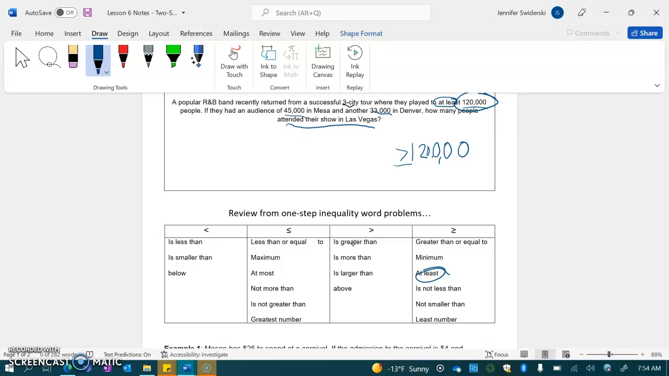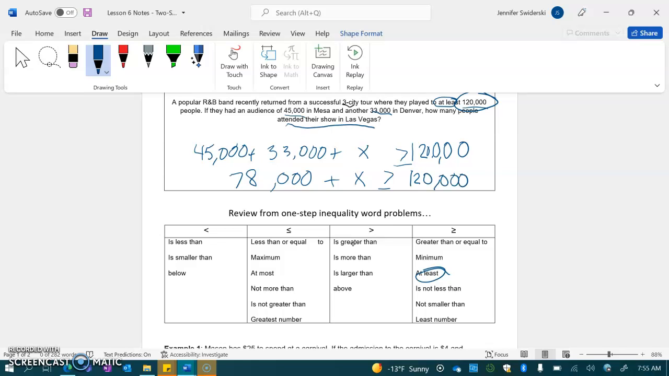In the three cities where they toured, there were 45,000 people at one concert. There were 33,000 people at another concert, and we need to figure out how many were at that third concert. We're going to combine our like terms. Well, I know 45,000 plus 33,000 is going to give me 78,000, plus the number of people at that other concert, x, has to be greater than or equal to 120,000.